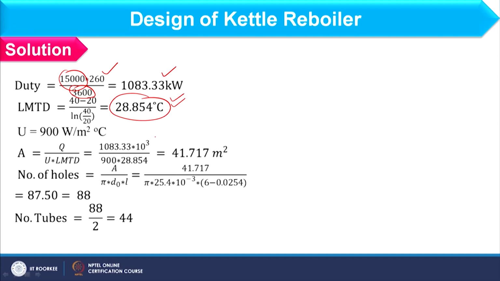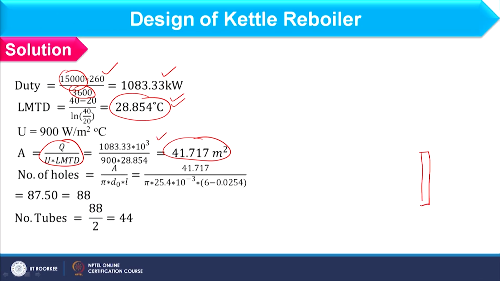So, we can simply find out the heat transfer area. Okay. So, as far as heat transfer area is concerned, we can use this expression, and putting values of these parameters, we can find out the heat transfer area as 41.717 meter square. Okay. So, once I have the heat transfer area, we should find out the number of tubes. Okay. And for that purpose, we can have two procedures.